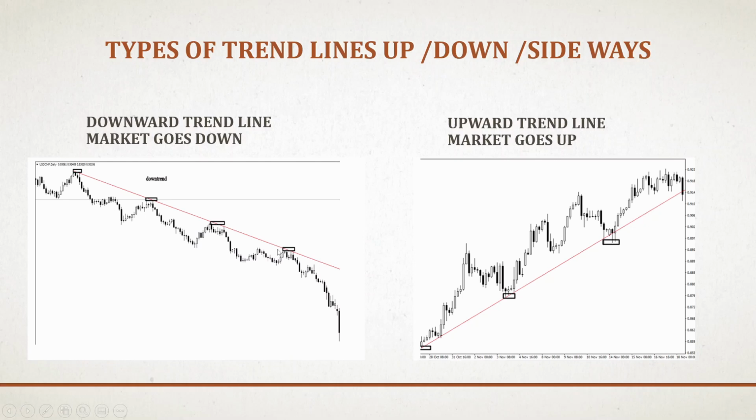So you see that we have 1, 2, 3, 4 nice points that we hit. When the trend is going downwards, we draw our trend lines above it, and when the trend is going upwards, we draw our trend line below it, so that we know it's coming back to that point.